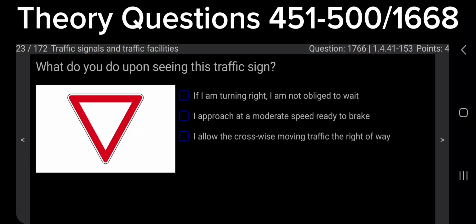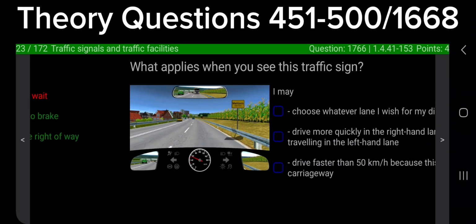What do you do upon seeing this traffic sign? If I am turning right, I am not obliged to wait. I approach at a moderate speed ready to brake. I allow the crosswise moving traffic the right of way.